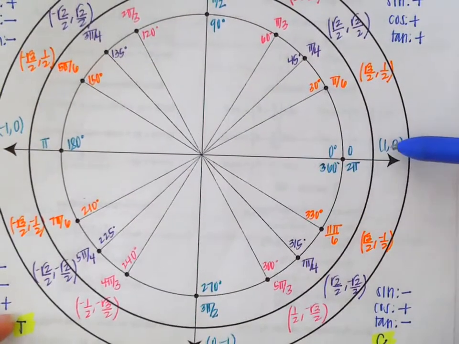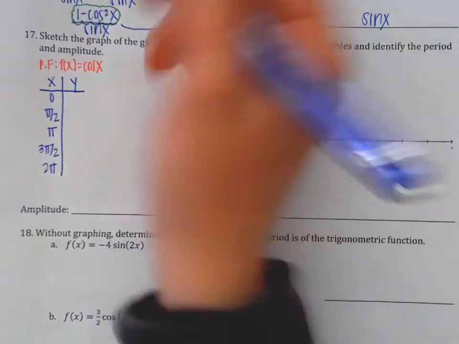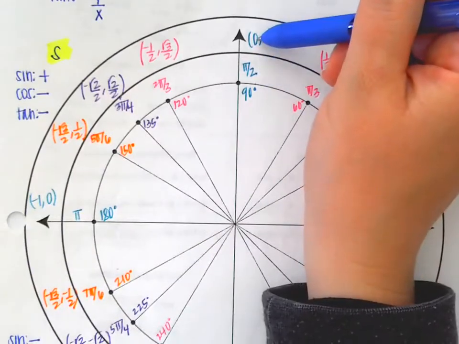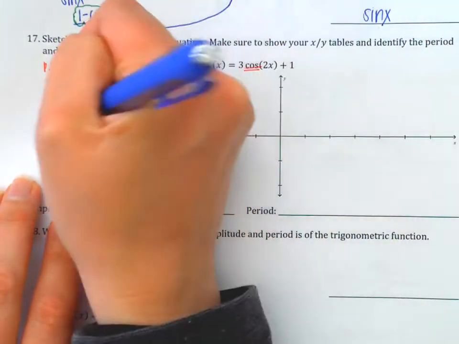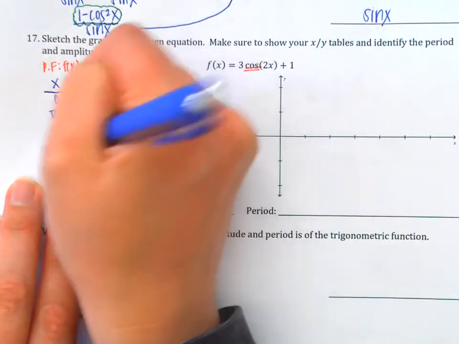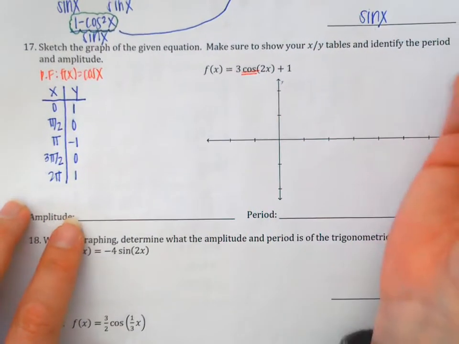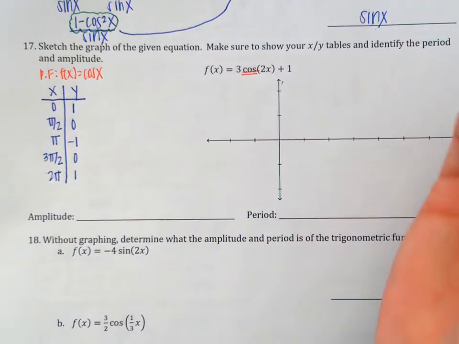So at 0, if we're looking at our unit circle, cosine is my x value. It's 1. And then at pi over 2, my x value is 0, so cosine of pi over 2 is 0. And then it's -1, 0, and back to 1. Okay, so with that information, what we're going to do is now apply our transformations.